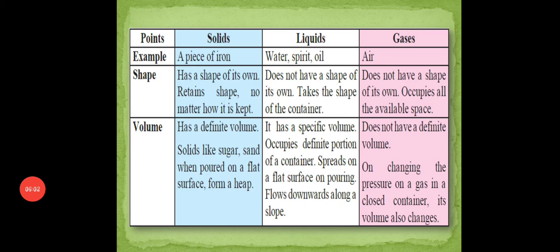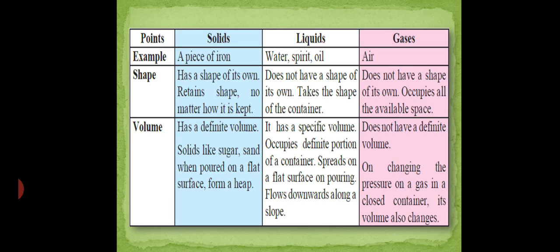does not have a shape of its own. It takes the shape of the container. It has a specific volume. It occupies definite portion of a container and spreads on a flat surface on pouring.